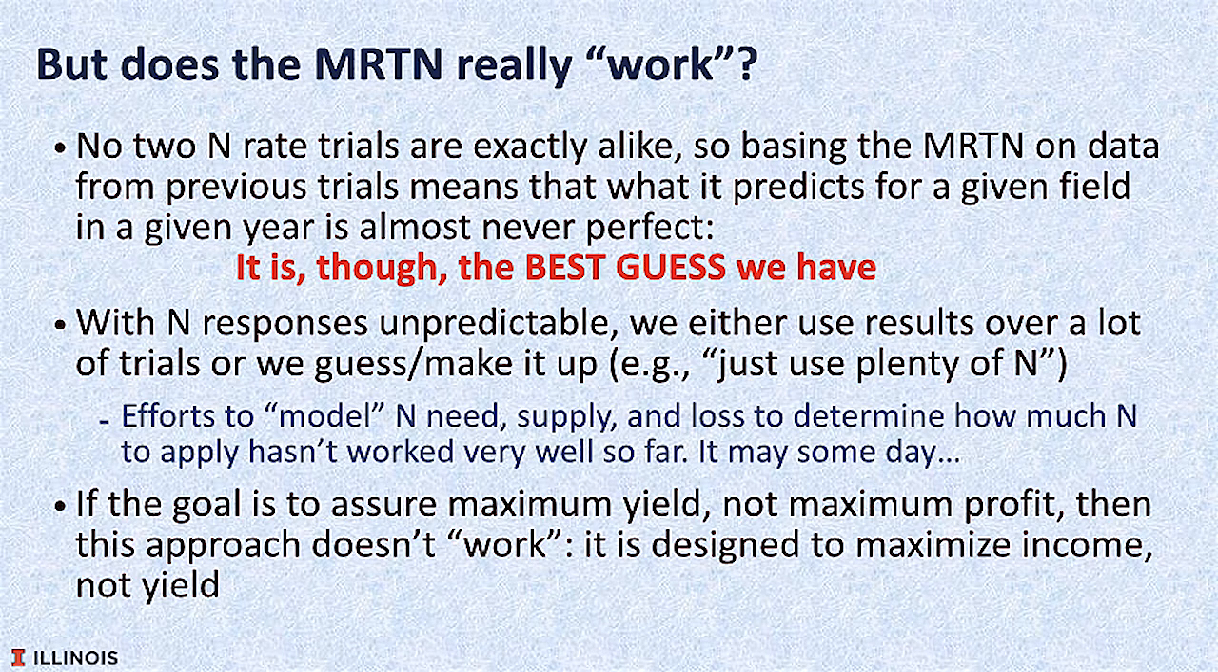And so we don't want to make it up. Making it up is things like just use plenty of nitrogen. Efforts to model nitrogen needs, supply, and loss to determine how much N to apply have not worked very well. I guess I thought at one time they would work better than they do, but they just don't. If the goal is to produce maximum yield, not maximum profit, then this approach doesn't work. It is designed to maximize profit, net income, not yield.